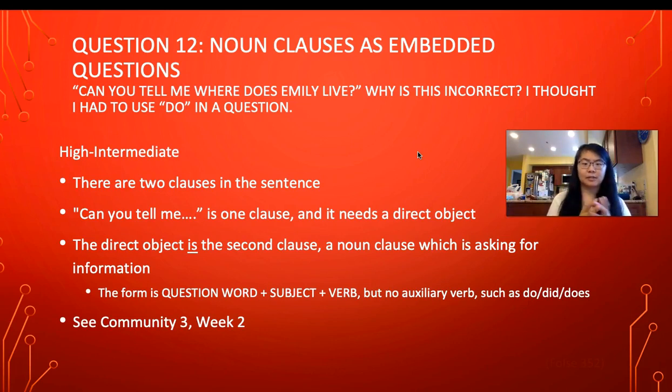So the direct object then in this case is that second clause, that clause that asks for the information, that specifies what information we're asking for. What are we asking for? We want to know where Emily lives. So that's the direct object. And then, so the form is a question word plus the subject plus the verb, but we take out the auxiliary verb, the helping verb. So no, do, did, does, will, were. Can you tell me? Yeah.